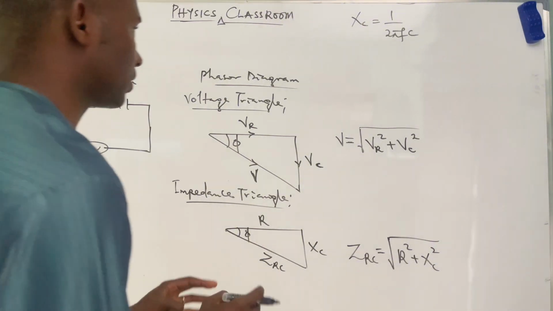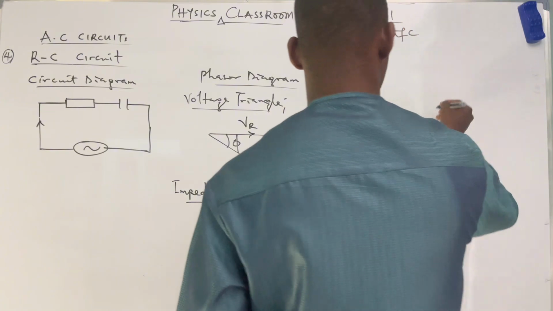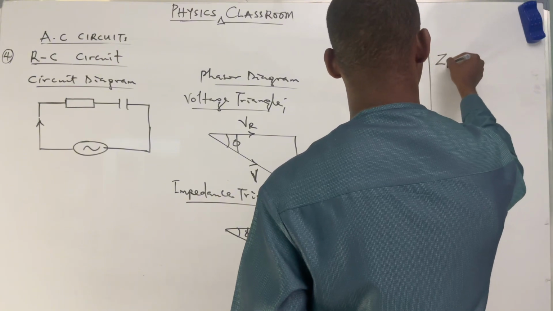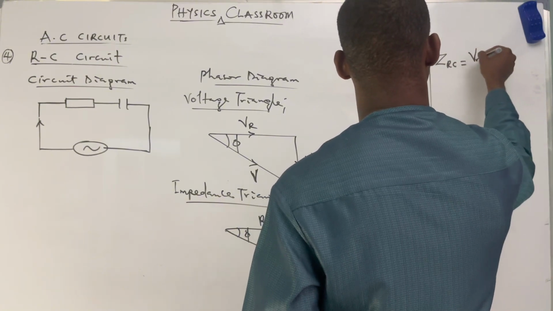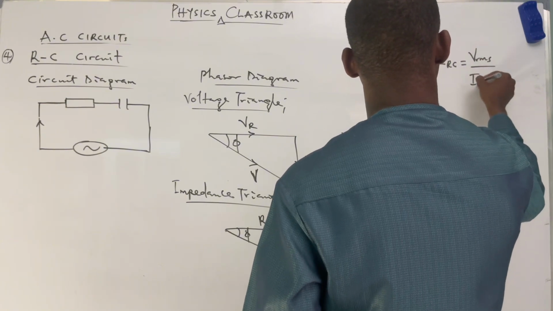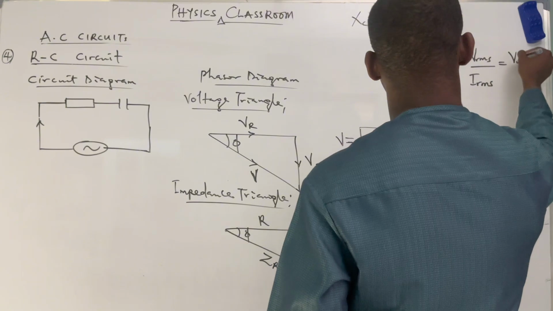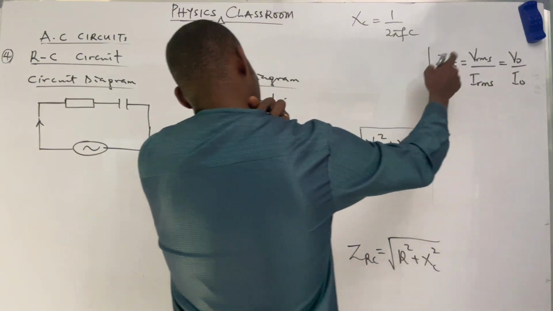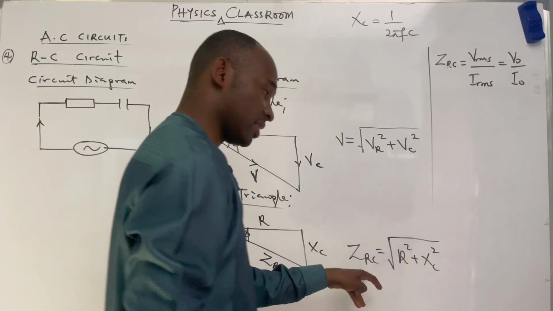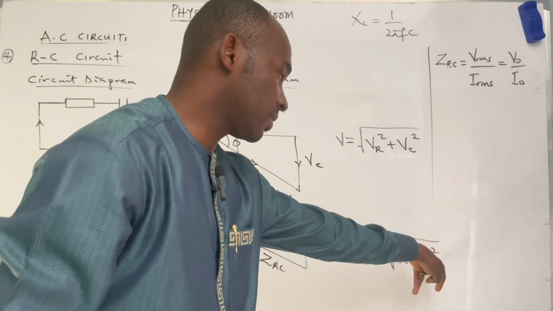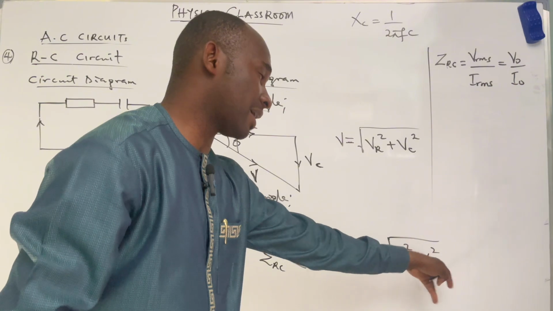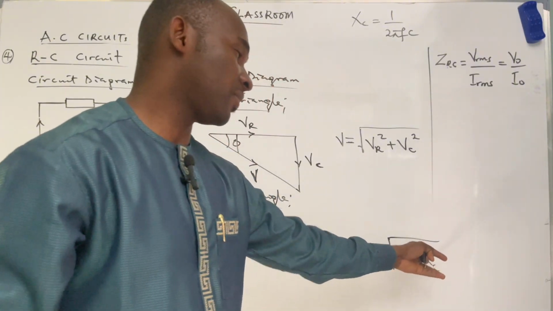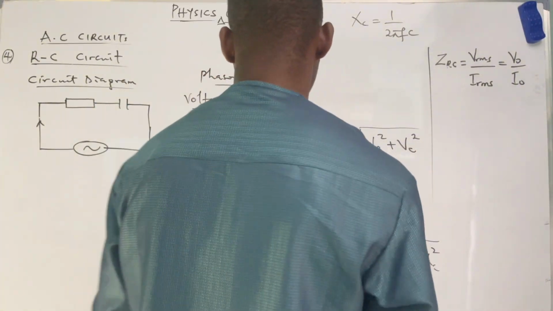Very, very important. Now, we can also recall that our ZRC will be equal to VRMS over IRMS, as well as V naught all over I naught. The same ZRC is also equal to the square root of R squared plus capacitive reactance squared. Please put this in mind.